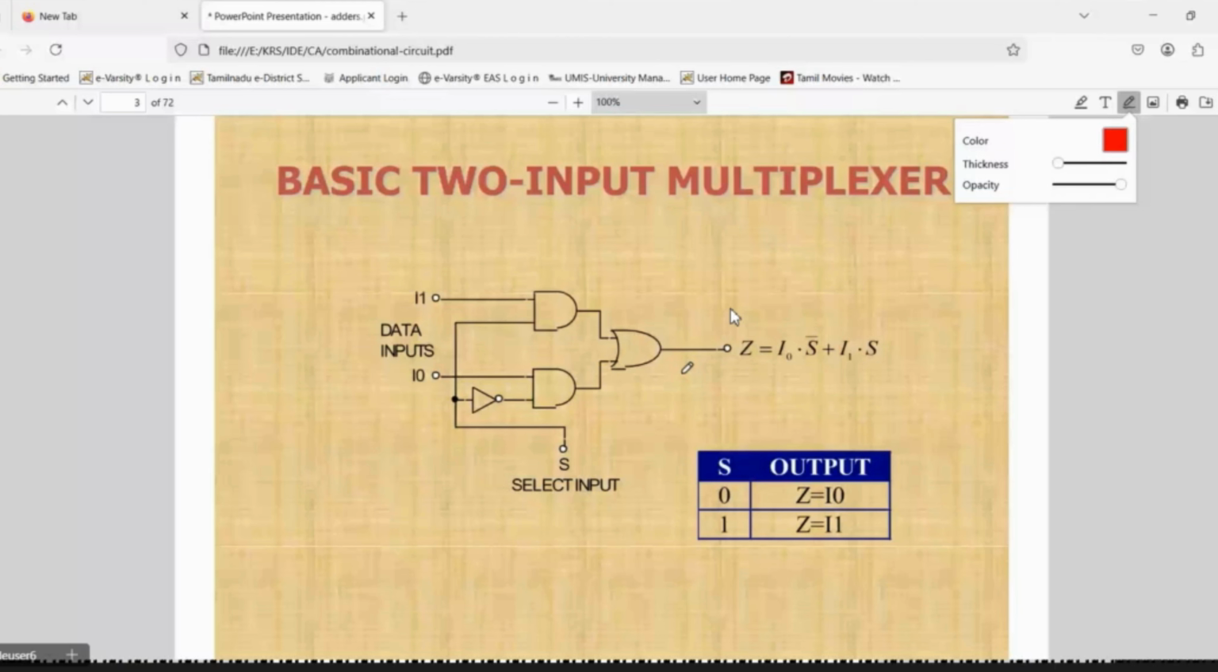It's a basic 2 input multiplexer. So there are 2 input lines, I0 and I1, then one selection line S and one single output line that is equal to Z. ஸோ இதையும் நோட் பண்ணிக்கோங்க. மல்டிப்ளெக்ஸர். That's the basic 2-input multiplexer.